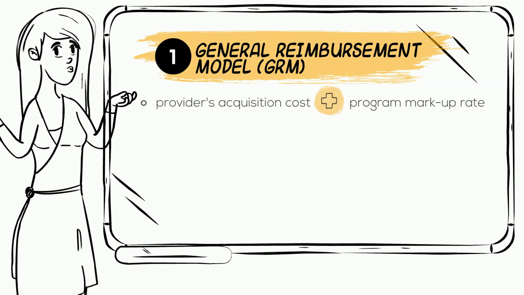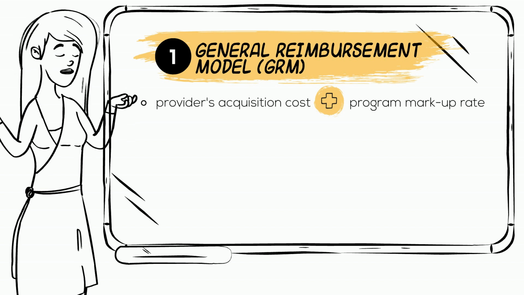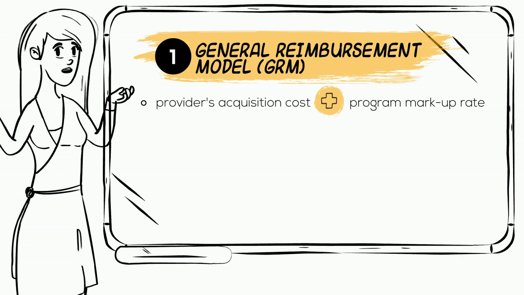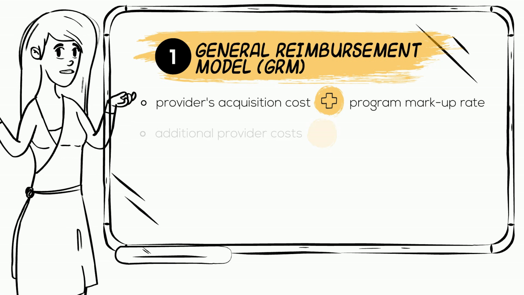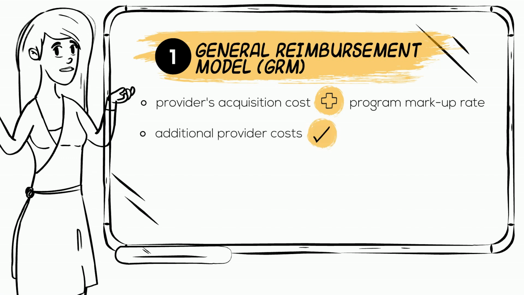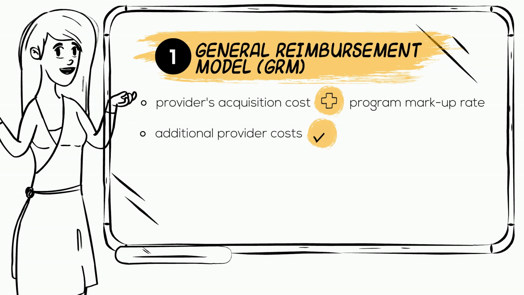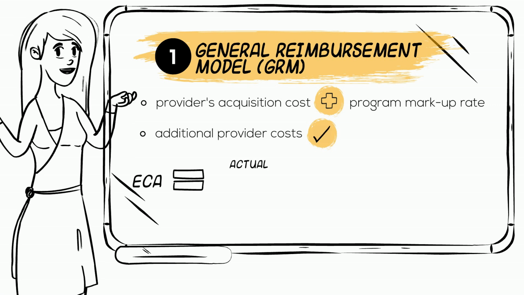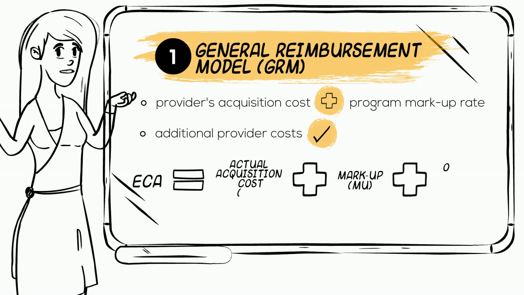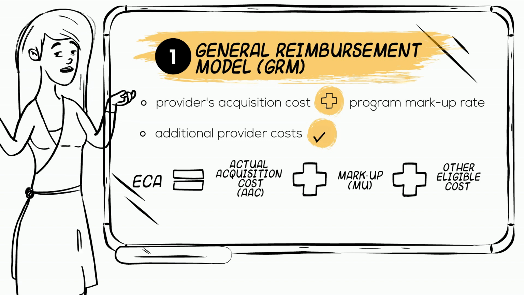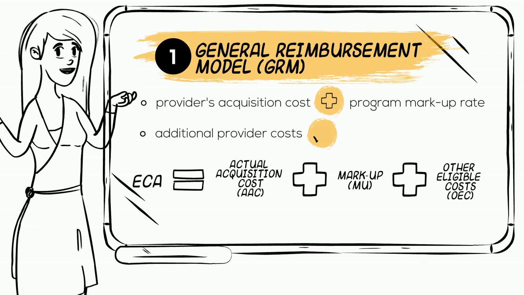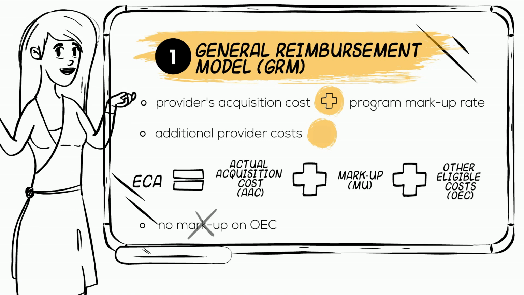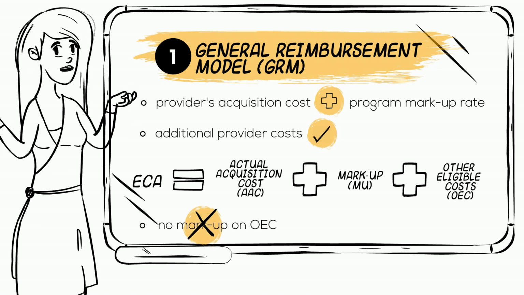In the GRM, payment is based on the provider's actual acquisition cost, plus a program-specified markup rate of 45%. This model also covers additional provider costs, such as freight, as specified in the policy. The formula for calculating the eligible claim amount under the GRM is actual acquisition cost plus markup plus other eligible costs, if applicable. It's important to note that the markup can never be applied to any other eligible costs.